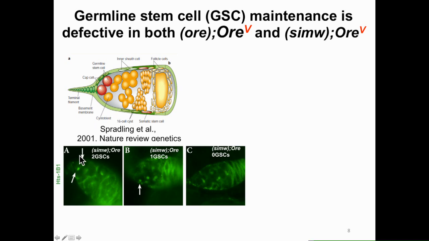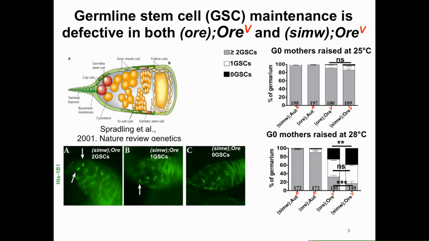In a normal-looking germarium, you are expecting to see 2 spherical structures at the anterior tip of the germarium, telling you where the germline stem cells are. However, in the incompatible strain, we're getting a very high frequency of losing this structure, suggesting defective germline stem cell maintenance. And here's the quantification.